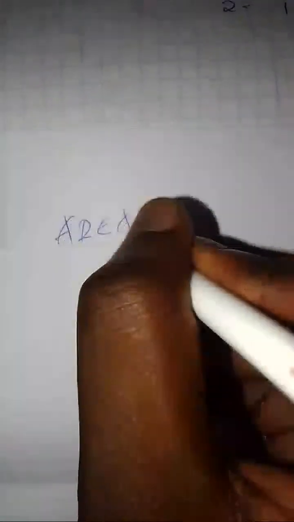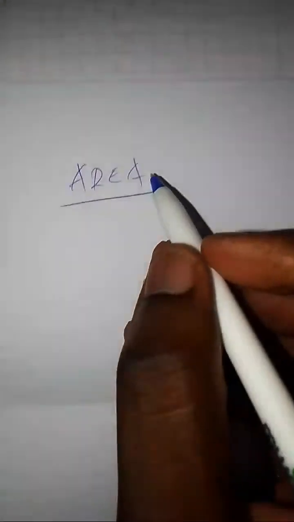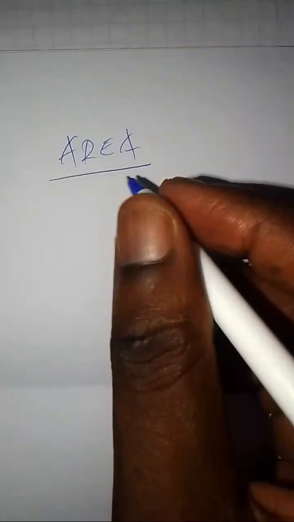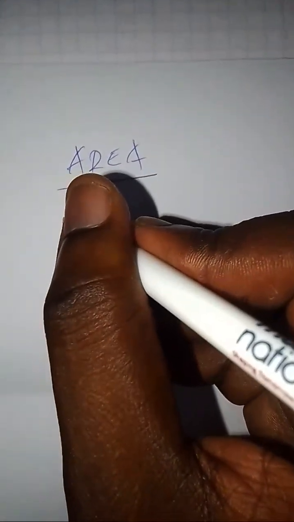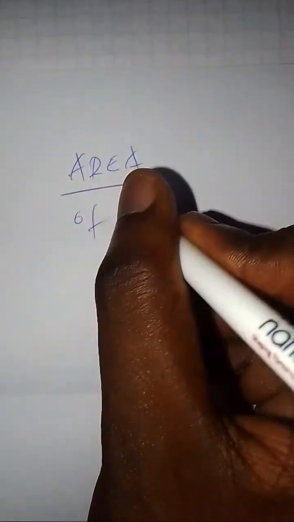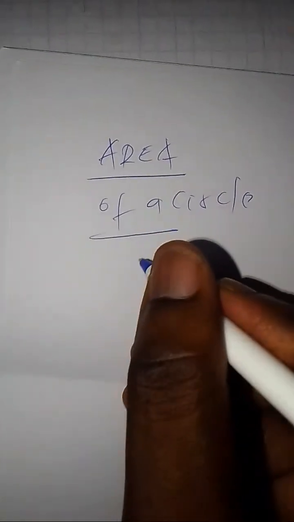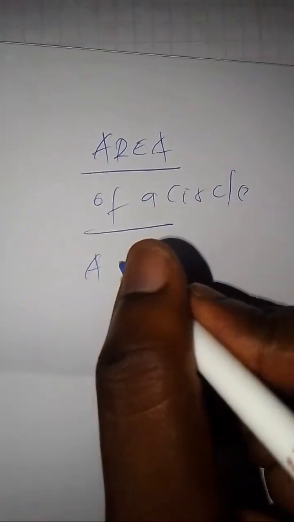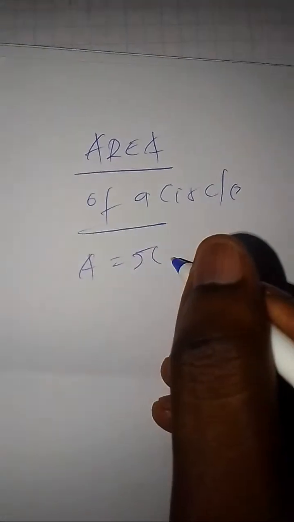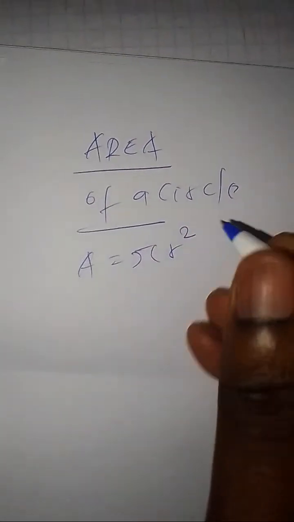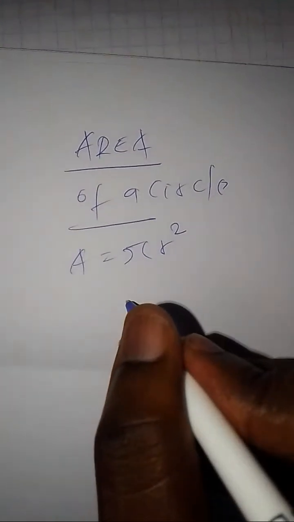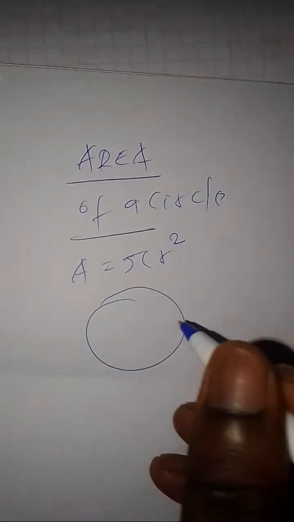I want us to discuss area. Now, when talking about area, we want to learn how to find the area of a circle. The formula for finding the area of a circle is equal to pi r squared.